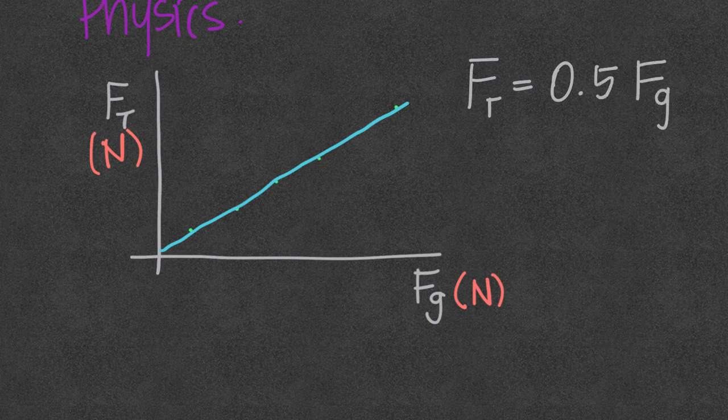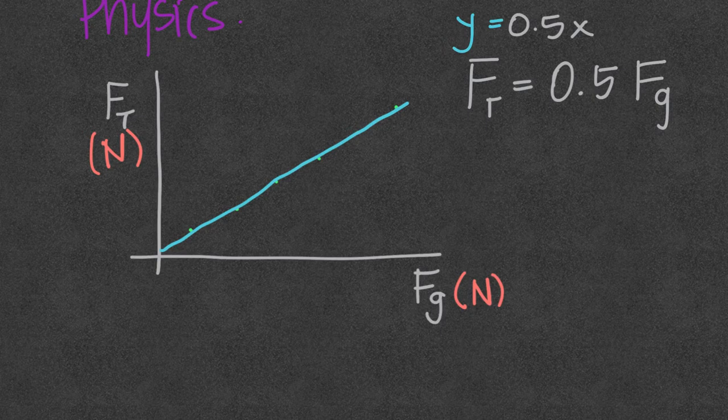times Fg. Now remember, it may have been reported as 0.5x on the graph, but remember this is an understood equal to y, and on our y-axis we have the tension force, so I'm going to substitute that in, and on our x-axis we have the gravitational force, so I'm going to substitute that in.